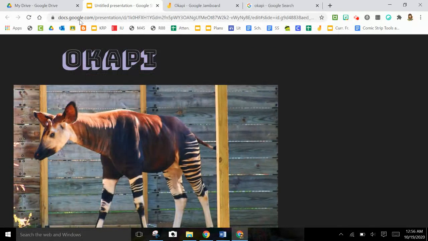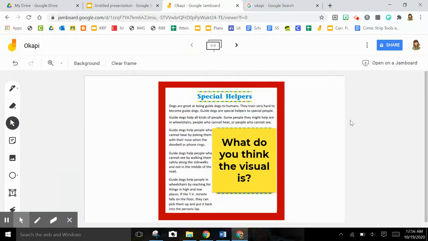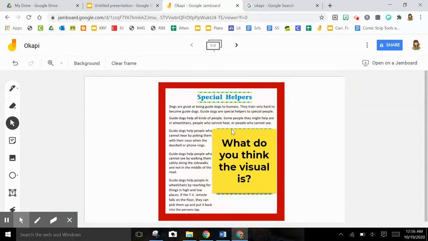So I'm going to give you guys a chance to practice it with a Jamboard. So the first image we're going to look at is we're going to look at some words. This text is called Special Helpers, and the image is right below this, but I'm not going to show you what it is because I want you to take a guess on the person that created this text, what image they used to help you understand the words in here better.